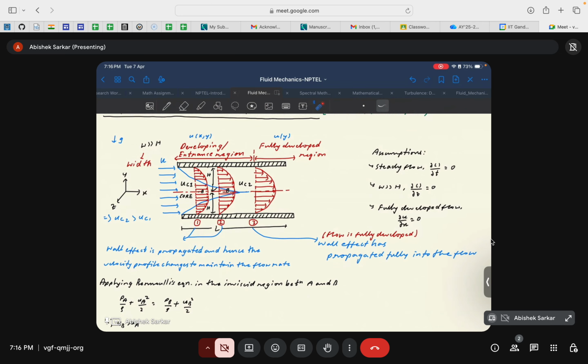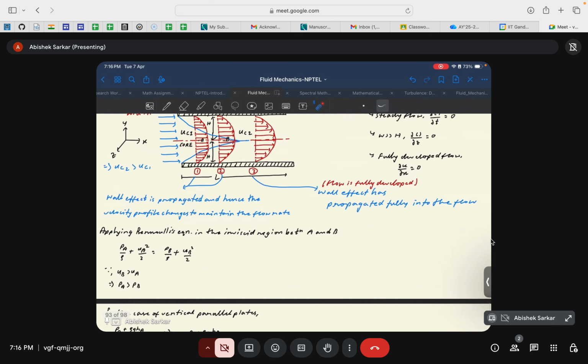So applying Bernoulli's equation in the inviscid region between A and B, we have PA by rho plus UA square by 2 is equal to PB by rho plus UB square by 2. We are not considering gravity terms because they are on the same level. Then since UB is greater than UA, PA must be greater than PB. Basically, the pressure at point B must be lower than the pressure at point A for the flow to be accelerating along this direction.